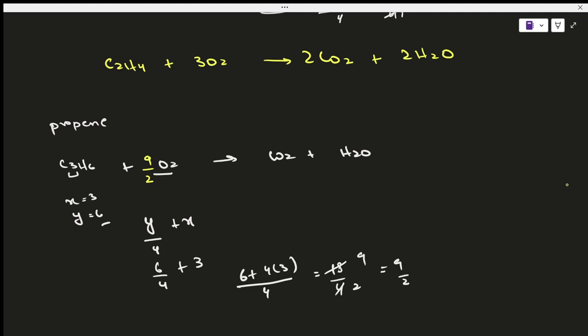And if I talk about carbon dioxide, this is basically the same x, and the value of x is 3. So this is 3CO2. And if we talk about water here, this is going to be y over 2.